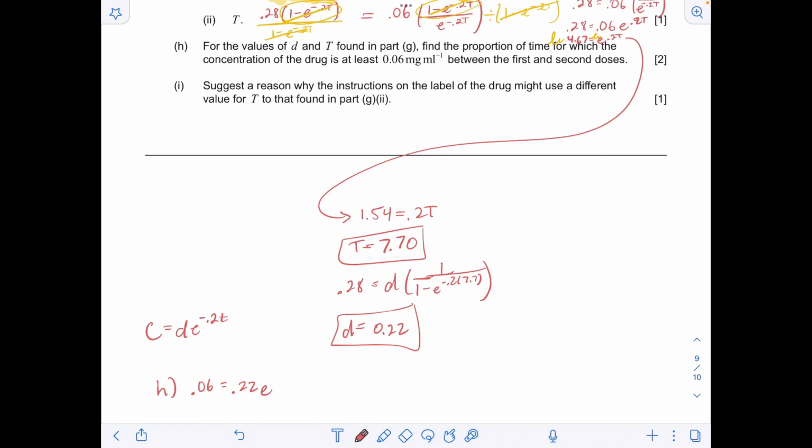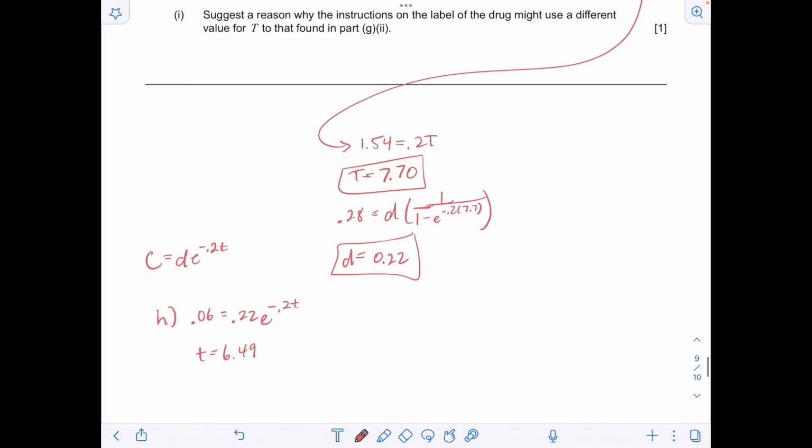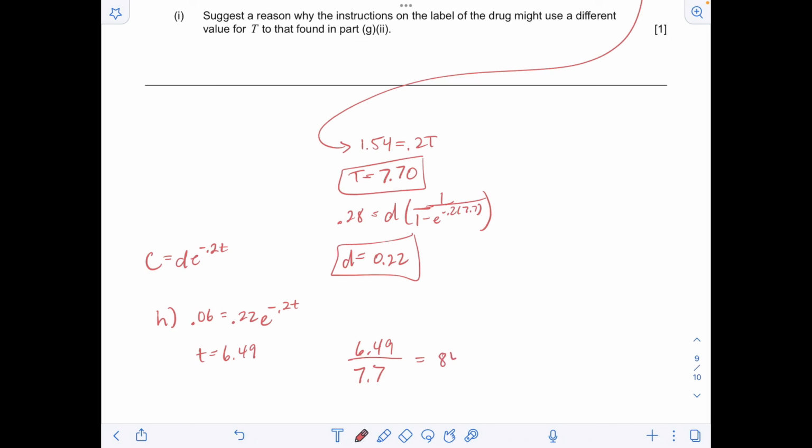So now we know that D is 0.22, and so we use e to the negative 0.2 capital T. And here we want to solve for lowercase t to see at what time this happens. And when you do that, dividing both sides by 0.22, taking the natural log of both sides, dividing both sides by negative 0.2, you discover that t is equal to 6.49. So for the first 6.49 hours, the drug concentration after the first dose is above 0.06. And so for 6.49 hours out of the entire 7.7 hours of capital T, which is what capital T means, the length between doses, that would give us the proportion of time for which the drug is at least 0.06, and that gives us a value of 84.3%.